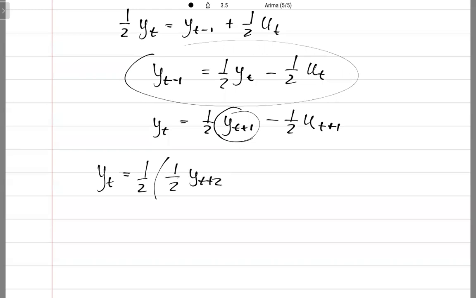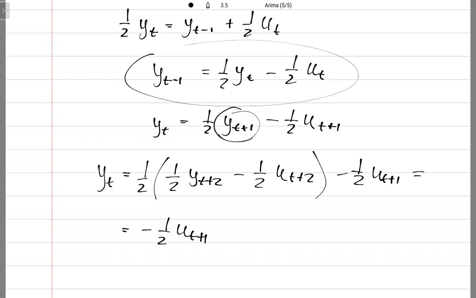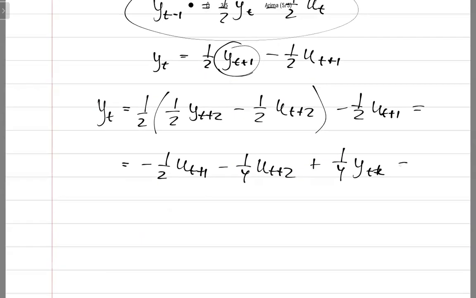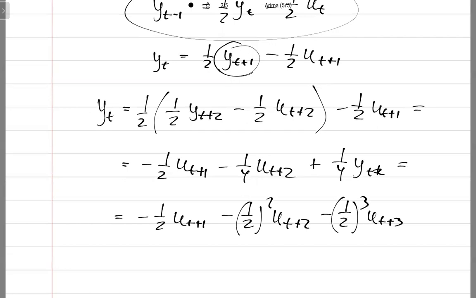It's 1/2 y_{t+2} minus 1/2 u_{t+2} minus 1/2 u_{t+1}. Okay, now I have minus 1/2 u_{t+1} minus 1/4 u_{t+2} plus 1/4 y_{t+2}. And I plug in y_{t+2}. And I will have minus 1/2 u_{t+1}, minus 1/2 squared u_{t+2}, minus 1/2 to the power 3 u_{t+3}, plus 1/2 to the power 3 y_{t+3}, and so on. And I continue.